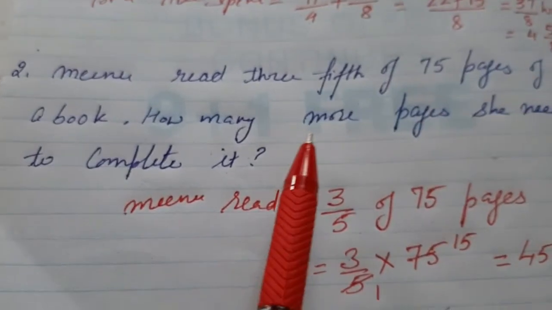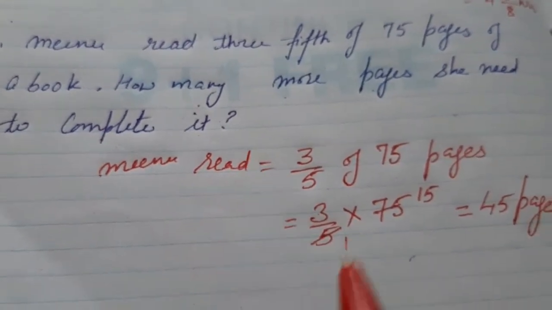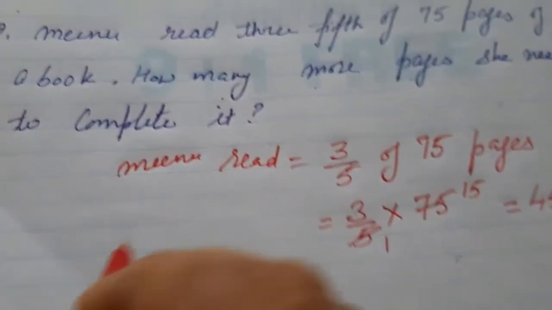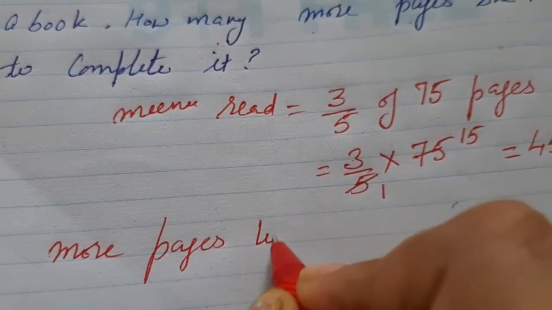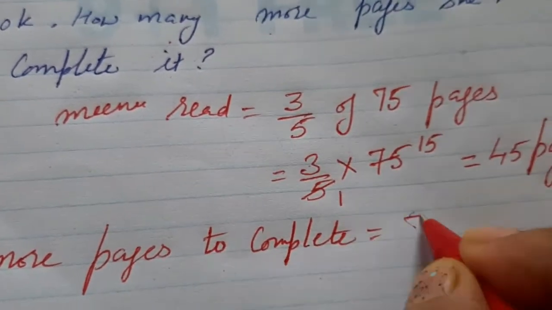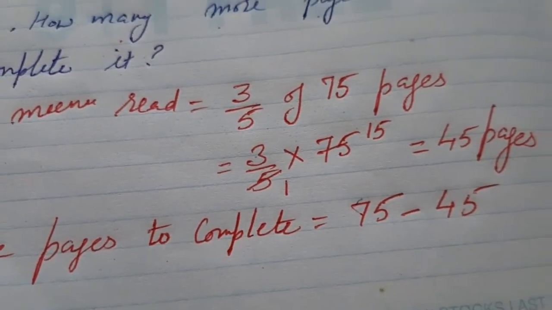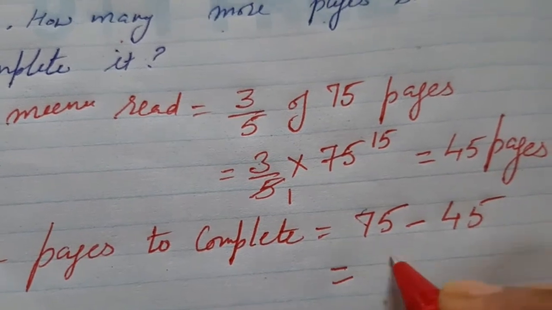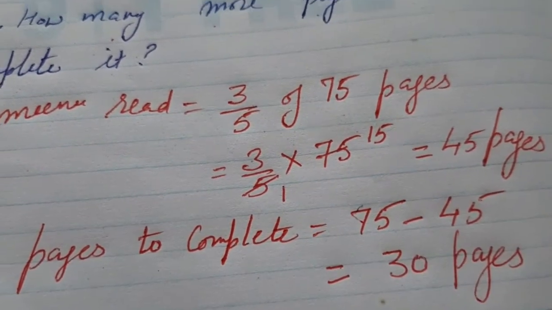Now we have to find how many more pages she needs to complete. So the more pages to complete will be, total pages are 75 and she has read 45. So she needs to read 30 more pages to complete it.